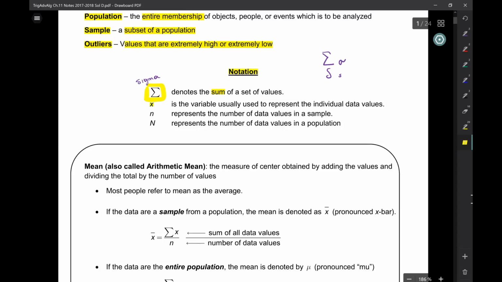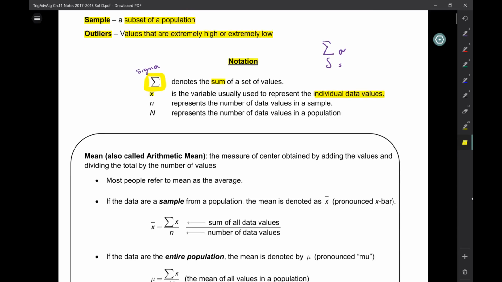X is usually the variable for individual data values. You know how we have like A1, A2, A3? Well, now we're going to have X1, X2, X3. N is the number of data values. So if you talked to 23 people, N is 23.